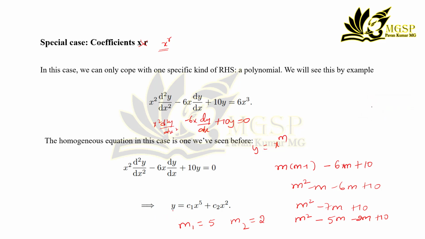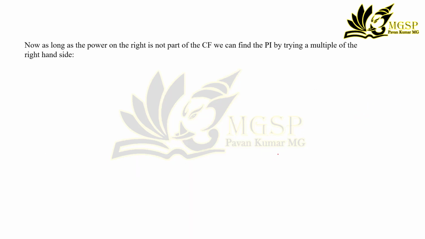So we have to substitute in the complete solution, that is the CF. The homogeneous part of the general solution will be of this form when we take x power m. Next, as long as the power on the right hand side is not a part of the CF, we can find the particular integral by trying a multiple of the right hand side.